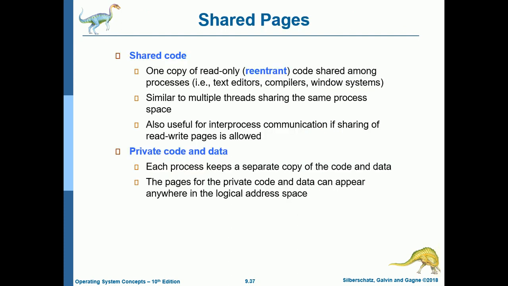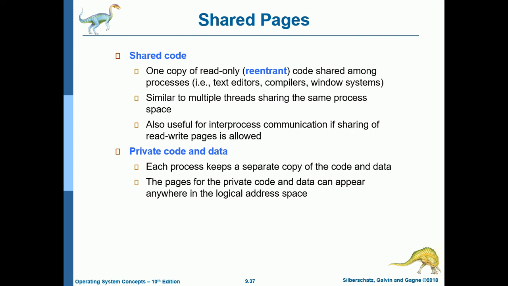Okay, next we have shared pages. So we have shared code: one copy of read-only or reentrant code shared among processes such as text editors, compilers, and Windows system. What is reentrant? Reentrant is non-modifying code. It never changes during execution. So it is similar to multiple threads sharing the same process space. The shared code is useful for inter-process communication if sharing of read-write pages is allowed.